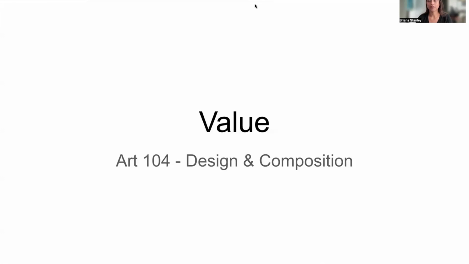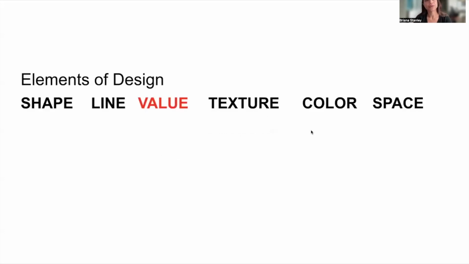Welcome in. We're going to be learning about value. For value, there's a lot of different things we can say about it, but we'll be focusing in on it in a 2D way, so thinking about differences of light to dark. We're moving on in our elements of design. We're now on to our third one, almost halfway through.